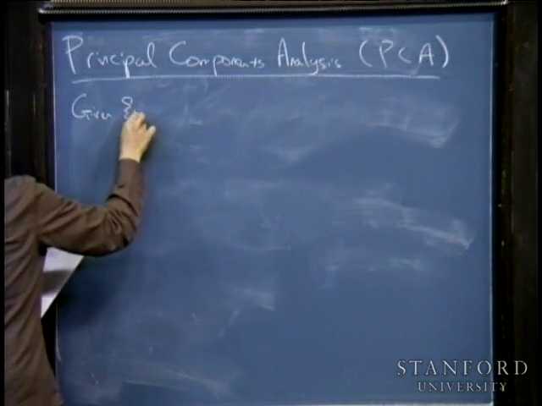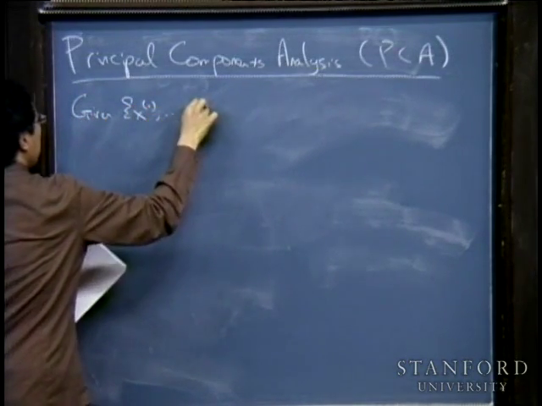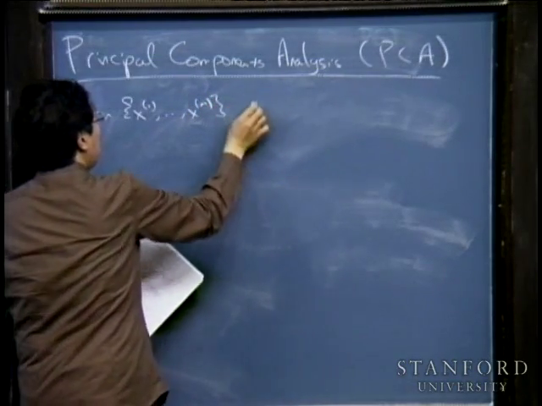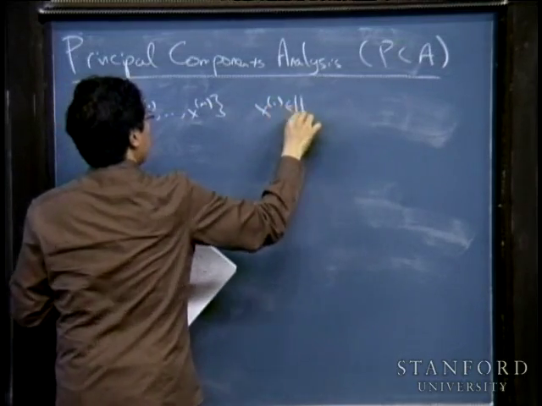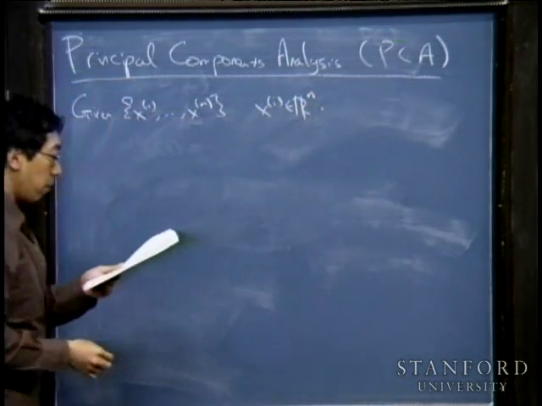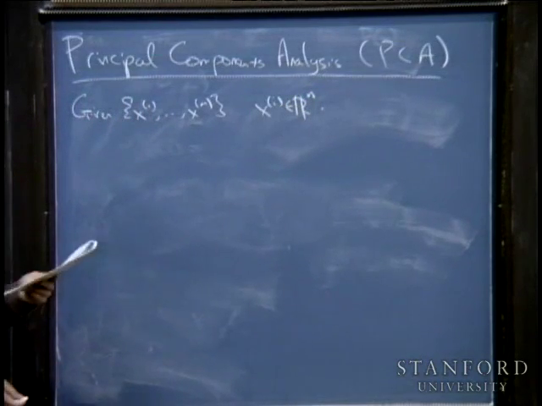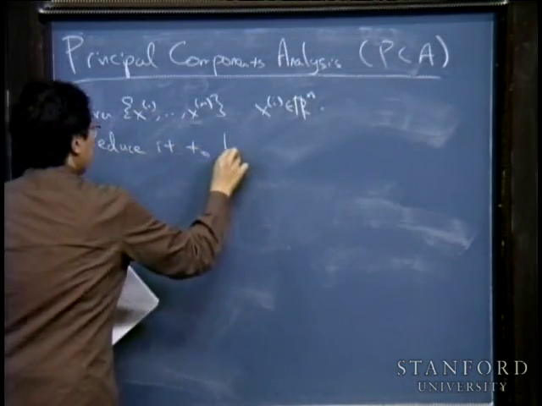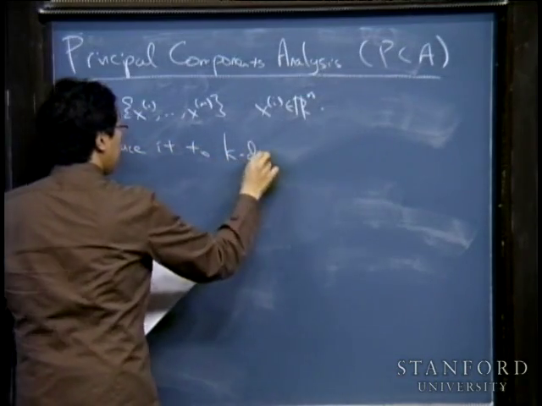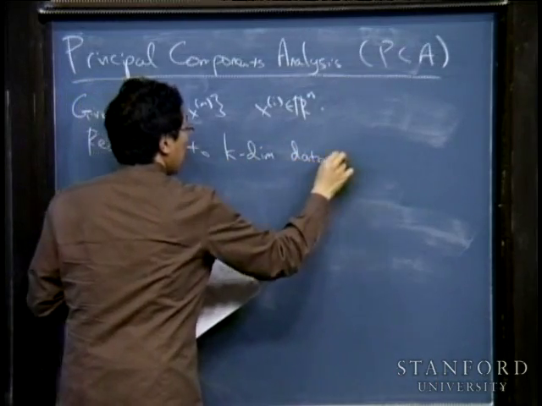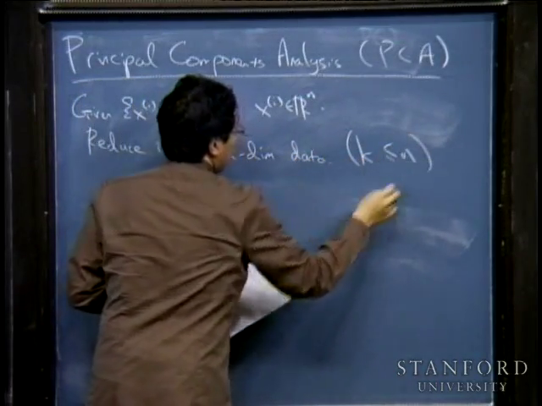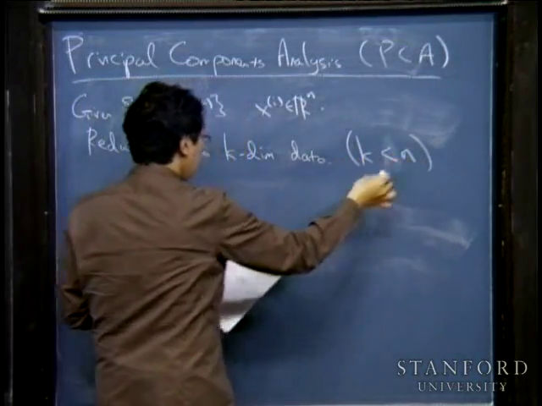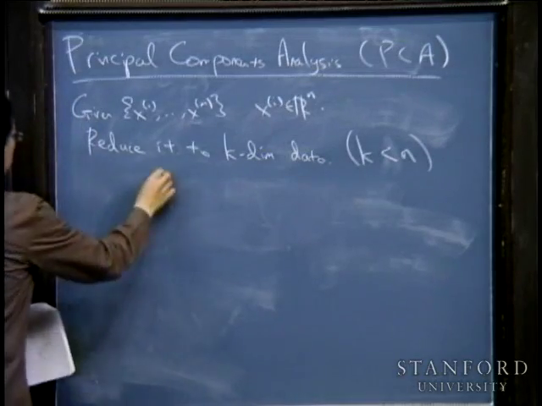So the question is, we're still doing unsupervised learning. So given a training set of m examples where each xi is an n-dimensional vector as usual, what I'd like to do is reduce it to a lower dimensional data set, where k is strictly less than n, and quite often it'll be much smaller than n.